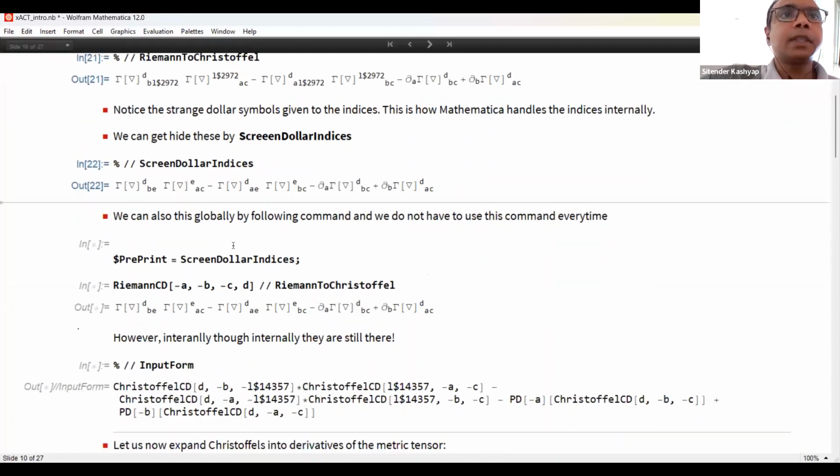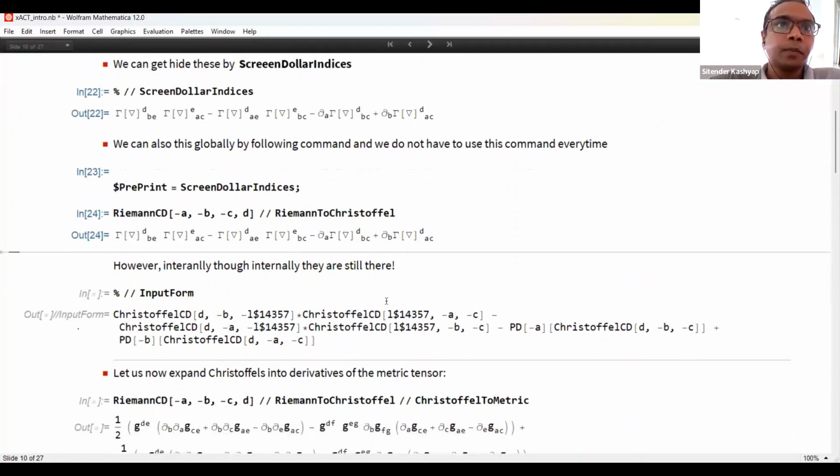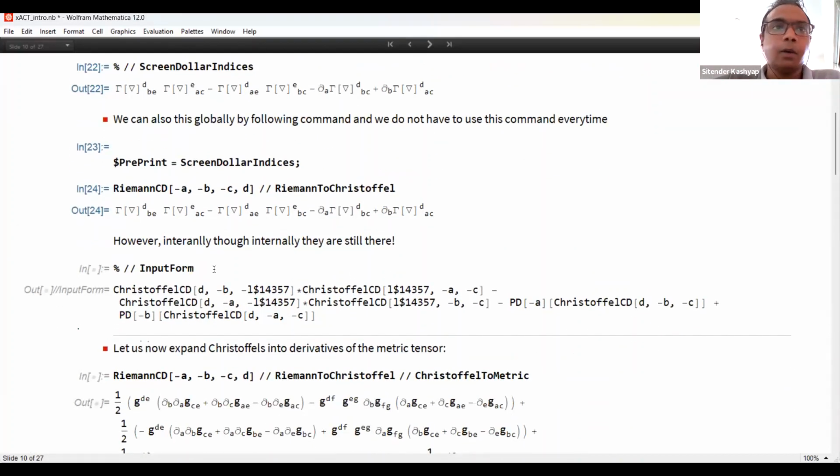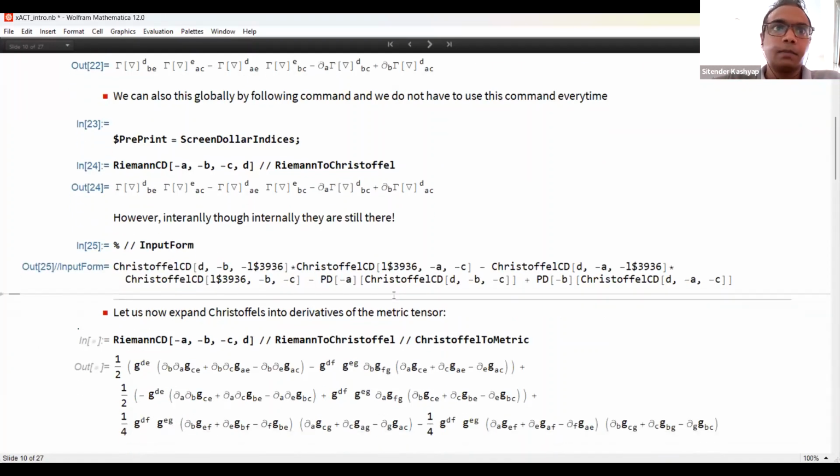In fact, instead of doing it again and again, we can do it permanently by defining this global command called $PrePrint with ScreenDollarIndices. Once we do that, for the rest of the program, we don't have to worry about that. So you see, Riemann to Christoffel does not produce any visible dollar indices. Mathematica still uses those dollar indices, but that's for it to worry about.